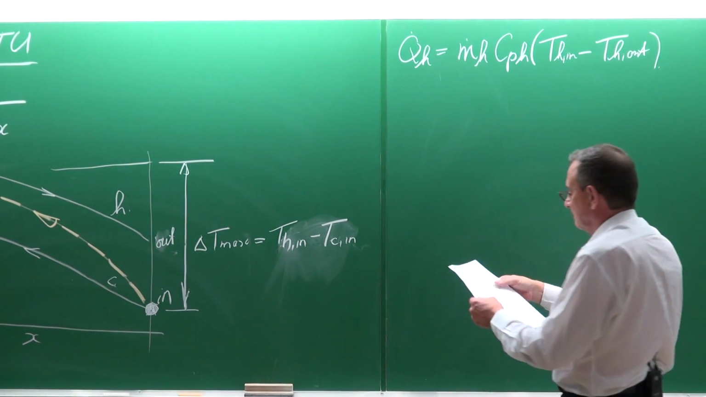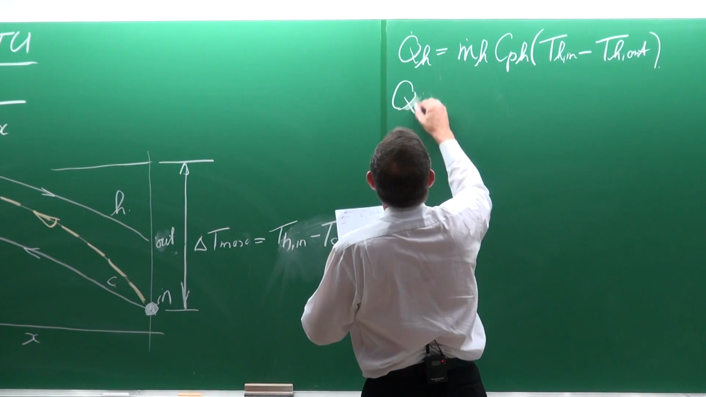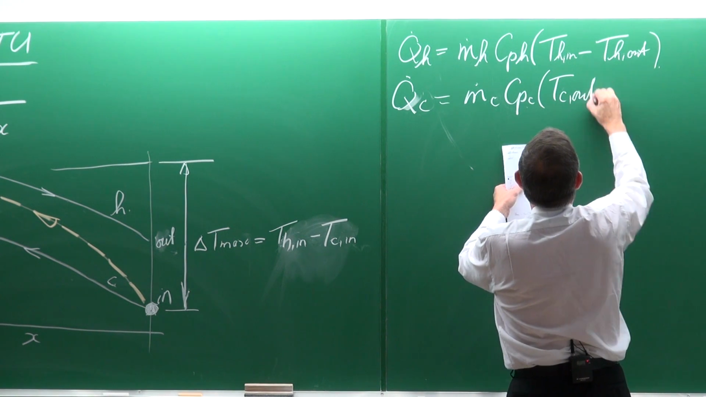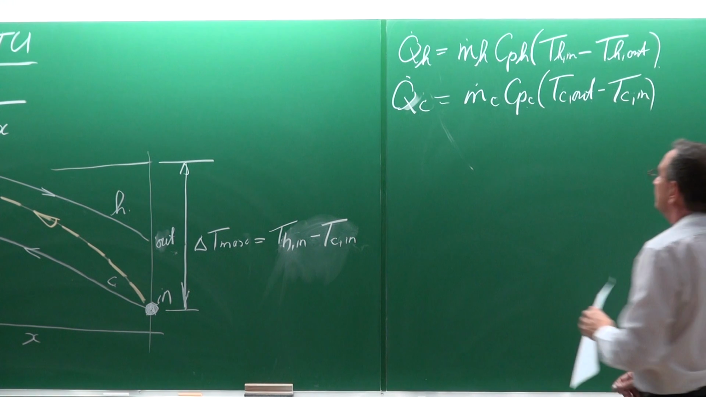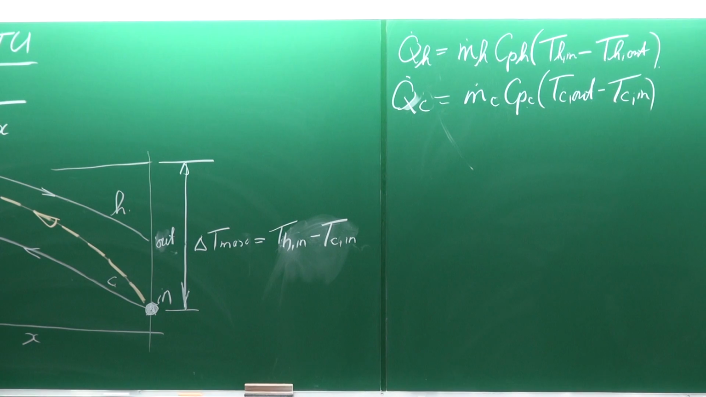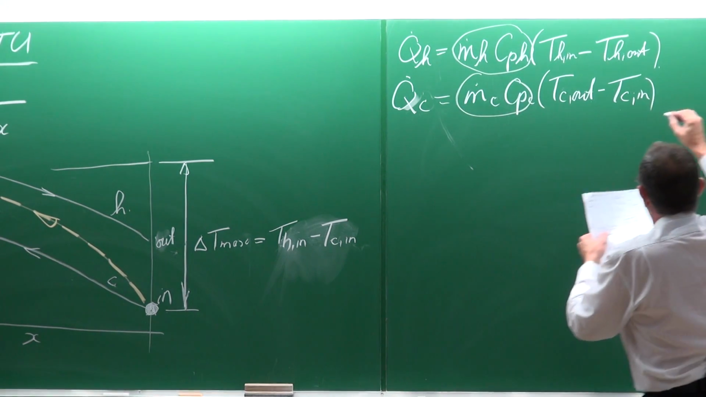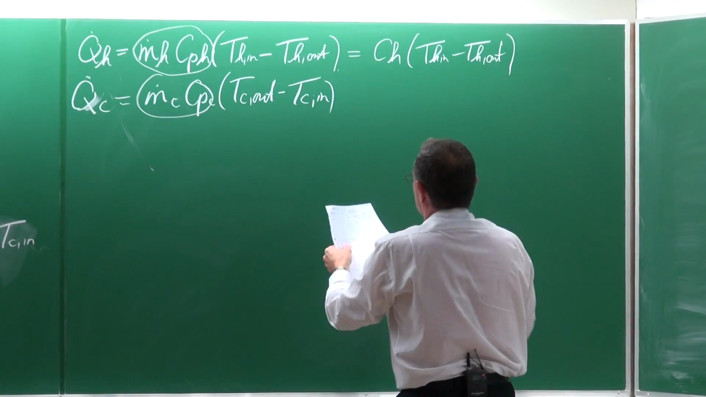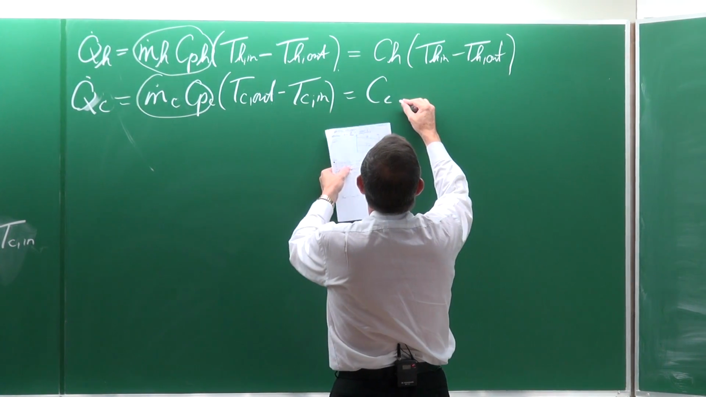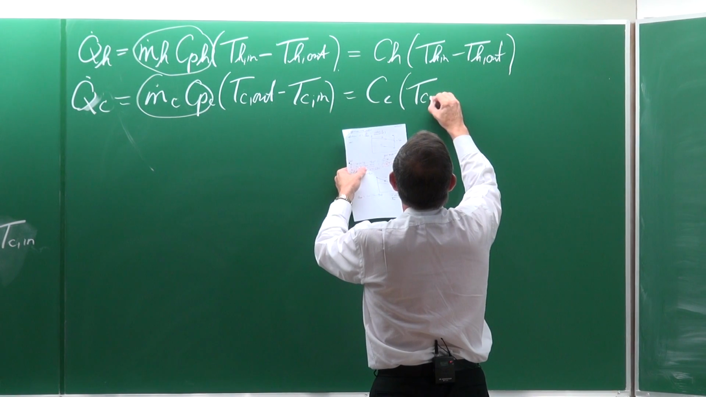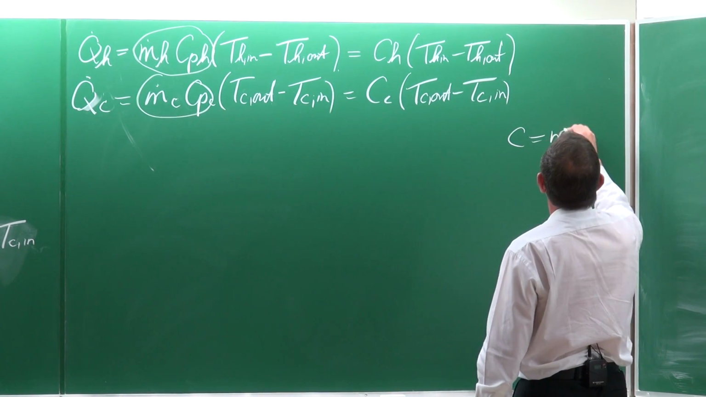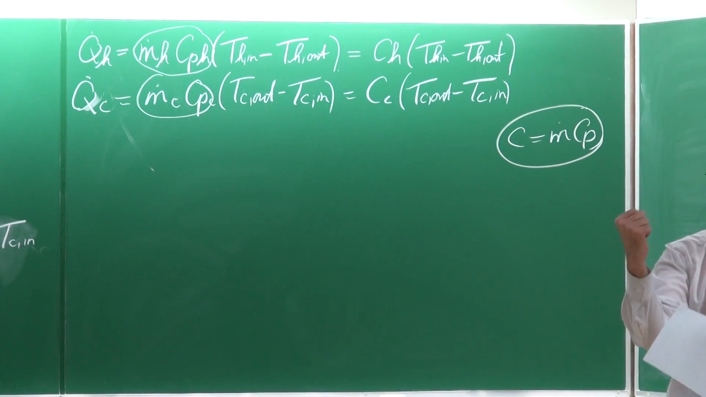So this is typically what happens with the hot stream. With the cold stream, something very similar. It's equal to the mass flow rate of the cold stream, the Cp of the cold stream, and the temperature difference of the cold stream. Now what we're going to do is refer to these two terms as the heat capacity rate. So that is equal to C_H times (T_H,in minus T_H,out). And this one would be the cold capacity rate, C_C multiplied by (T_C,out minus T_C,in). Therefore, C in general is equal to the mass flow rate multiplied by Cp. It's just taking those two terms together.